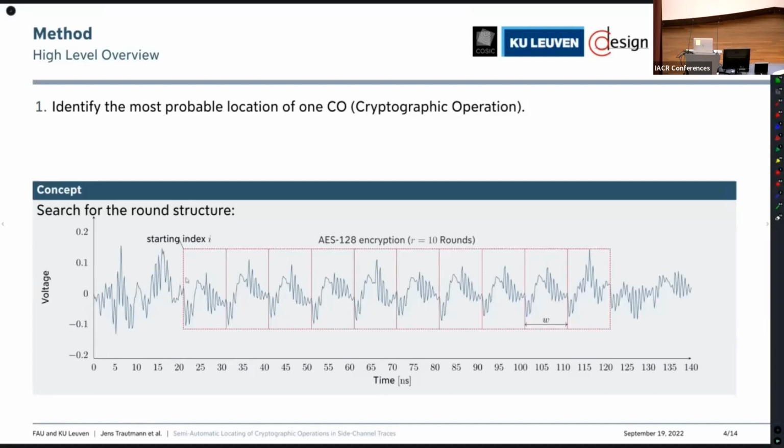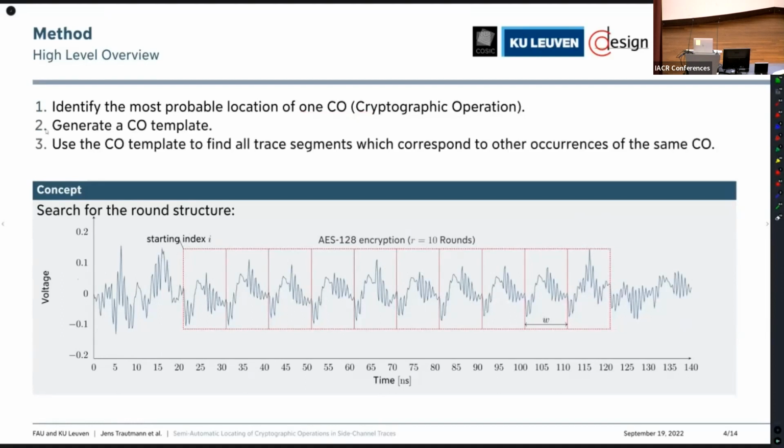Here we have 9 rounds that look similar to each other at this starting index i, and an evaluator would go through and find this recurring pattern and say, okay, at this starting point a cryptographic operation should start because there are those recurring rounds. We want to do exactly that, but automated. So we will go through every index and calculate the similarity. The more similar those rounds are, the more probable this is the start of one cryptographic operation.